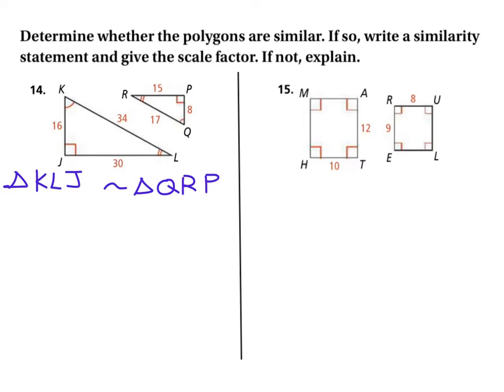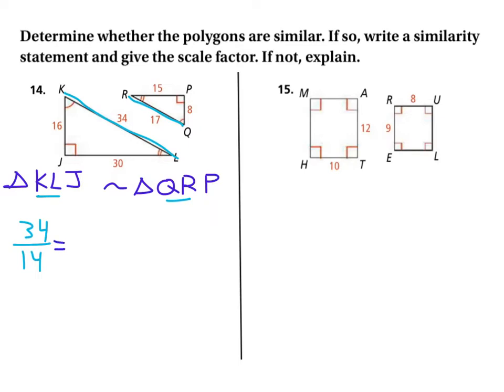And what is the scale factor? So if we have information about all the sides, we can take any set of sides. Let's say from K to L, that's right here, the first two vertices and these first two vertices. K to L is the same as Q to R. And what do you get when you set up that ratio? Well, you get 34 over 17, going from big to small.